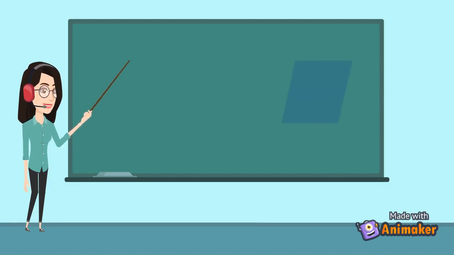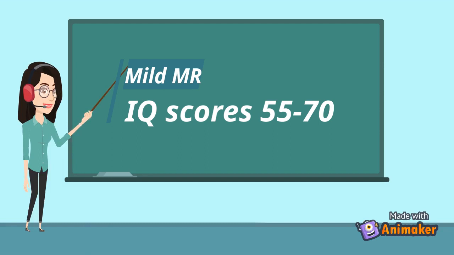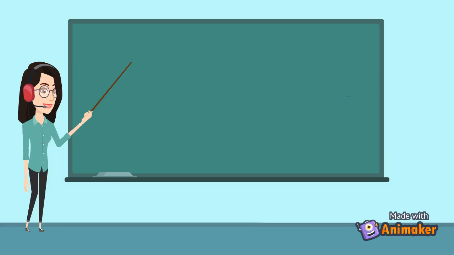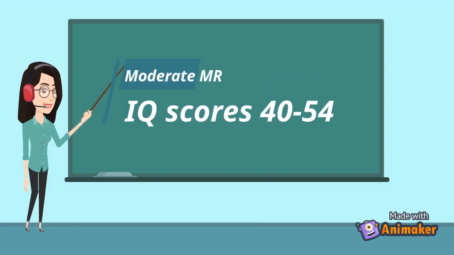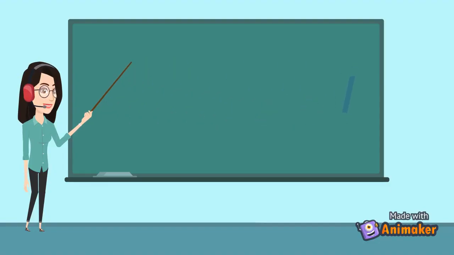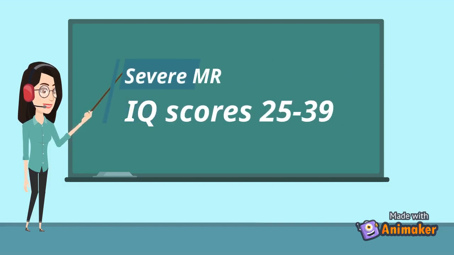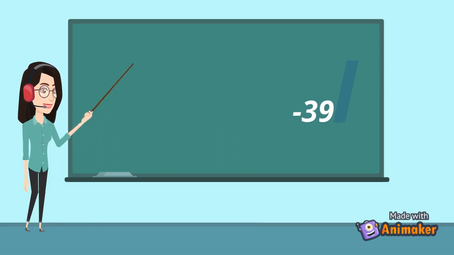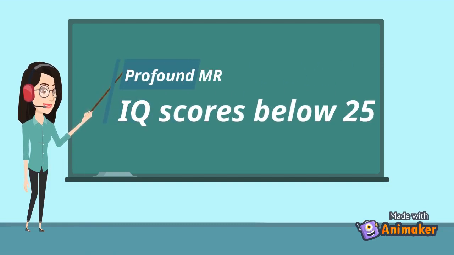Number one, mild mental retardation with IQ scores from 55 to 70. Number two, moderate mental retardation with IQ scores from 40 to 54. Number three, severe mental retardation with IQ scores from 25 to 39. And number four, profound mental retardation with IQ scores below 25.